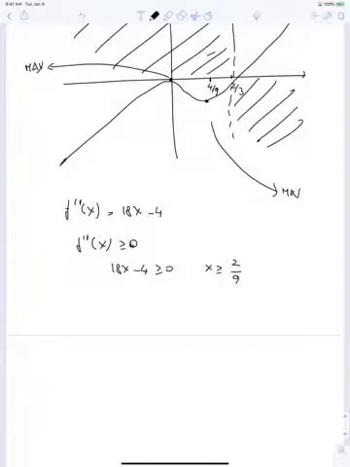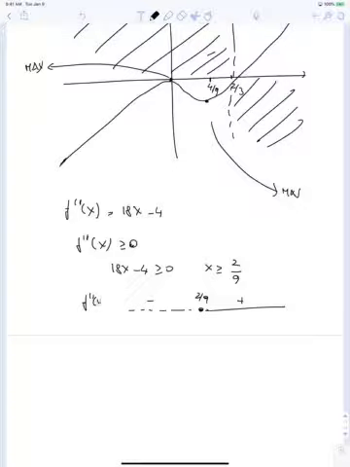So this means that if this is 2 divided by 9, the second derivative is going to be positive here and negative here, which means that f of x is going to be concave here and convex here. Well, we kind of already knew that, because if you look at the function from minus infinity to some certain point between 0 and 4 divided by 9, it is concave, and then it becomes convex.